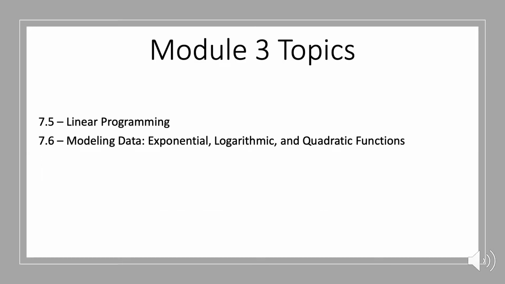For section 7.5, we're going to be looking at linear programming. This is basically a way of solving inequality problems when there are restraints on either end. It may not be that everything has to be less than one value, but perhaps in between certain values. And we'll look at specific examples of how that works. And then in section 7.6, we're going to look at modeling data. This will include looking at exponential data, logarithmic data, and quadratic functions.